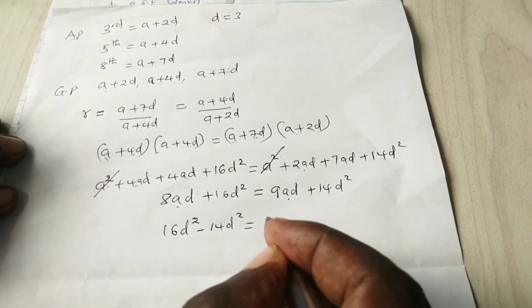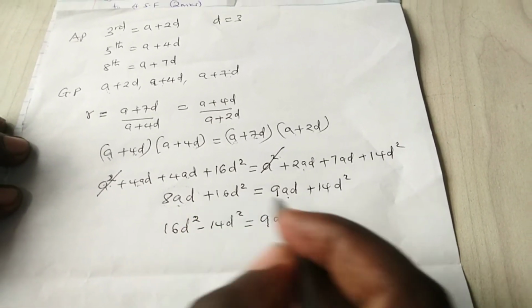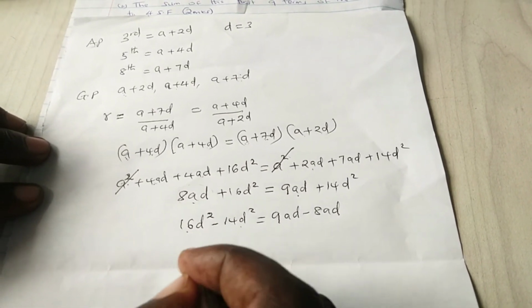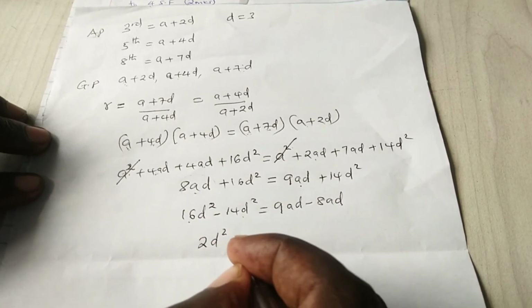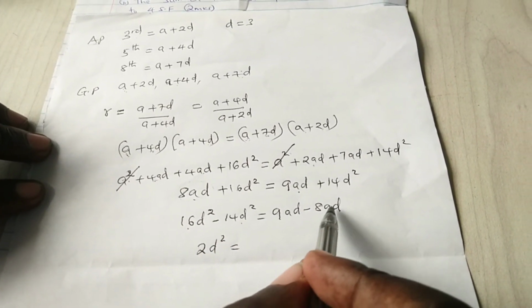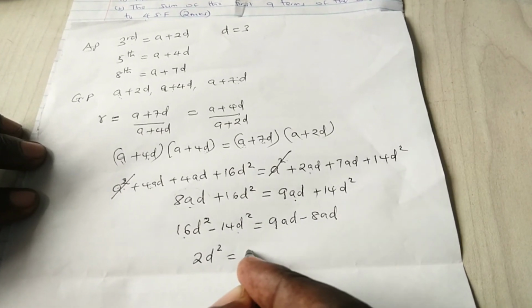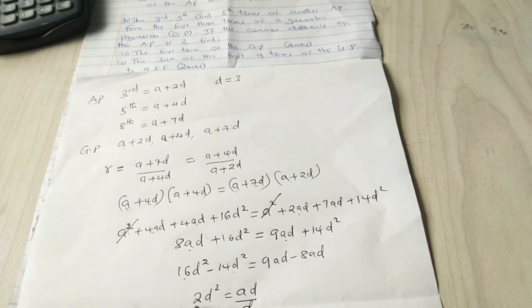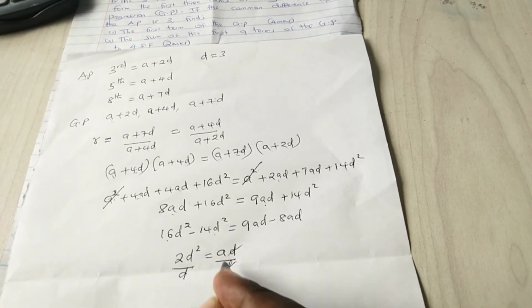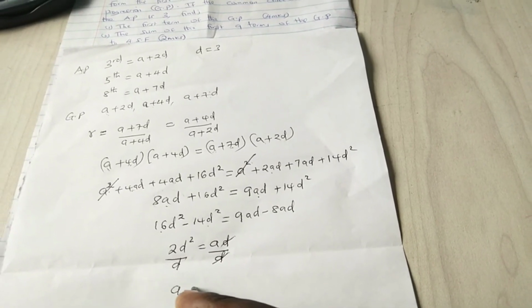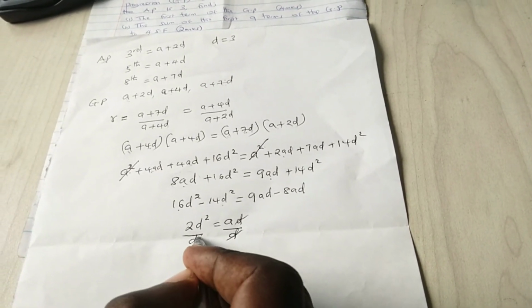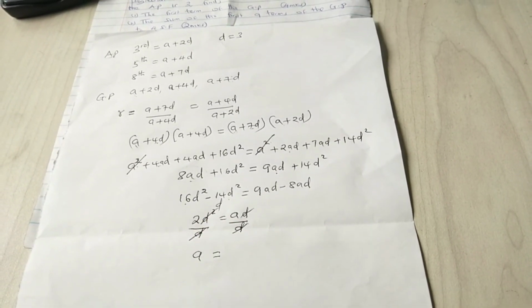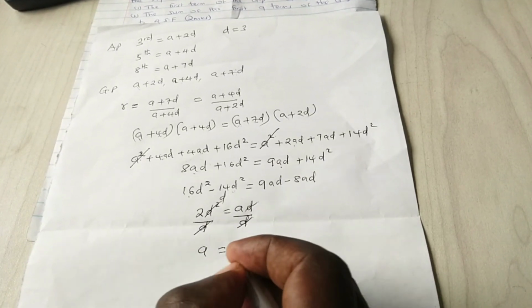And this will give us 9AD minus 8AD. So 16D squared minus 14D squared will give us 2D squared. And 9AD minus 8AD will give us AD. From here, we can divide by D on both sides such that D and D go, and this one is going to be equal to A. A is equal to, D goes into D squared D times. So 2 times D will give us 2D.